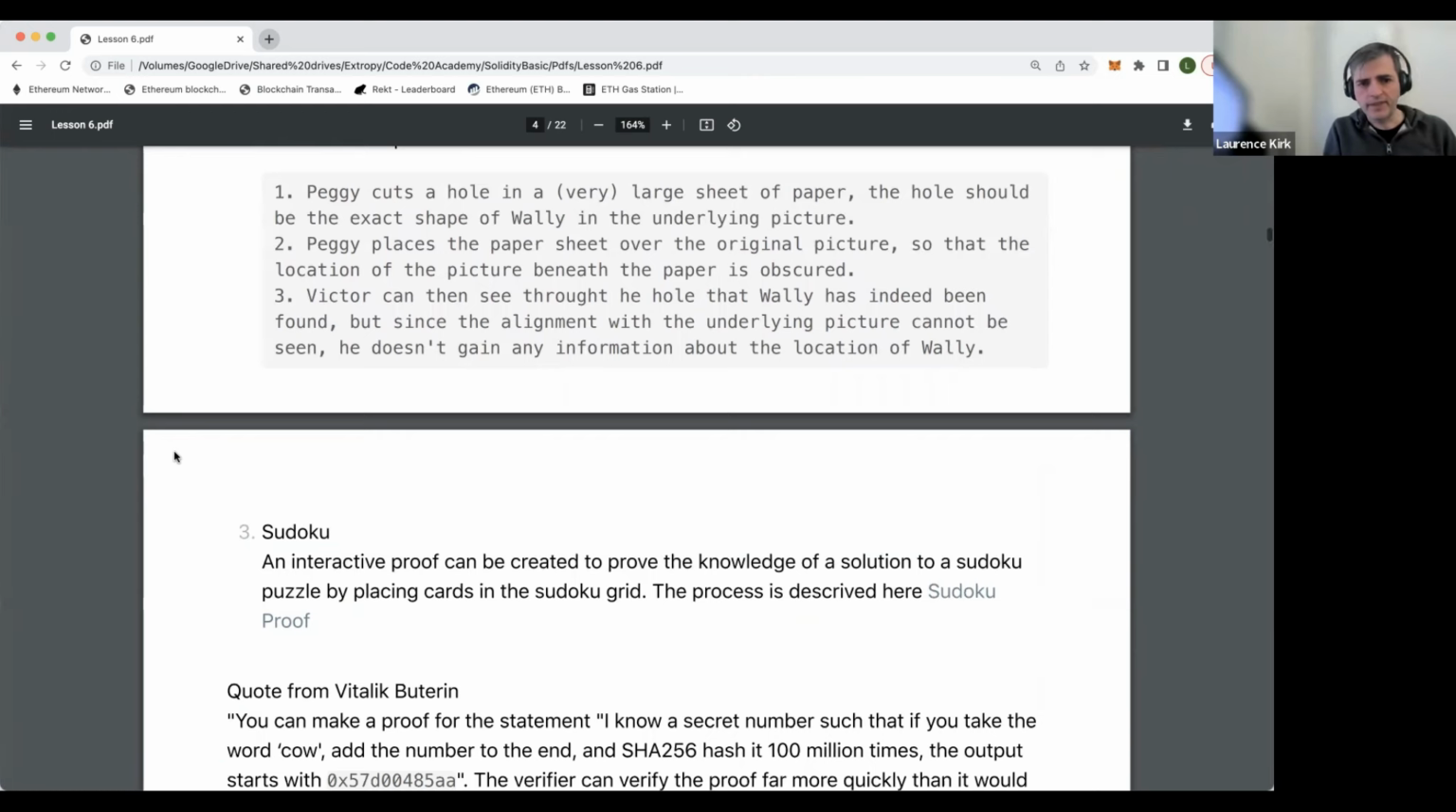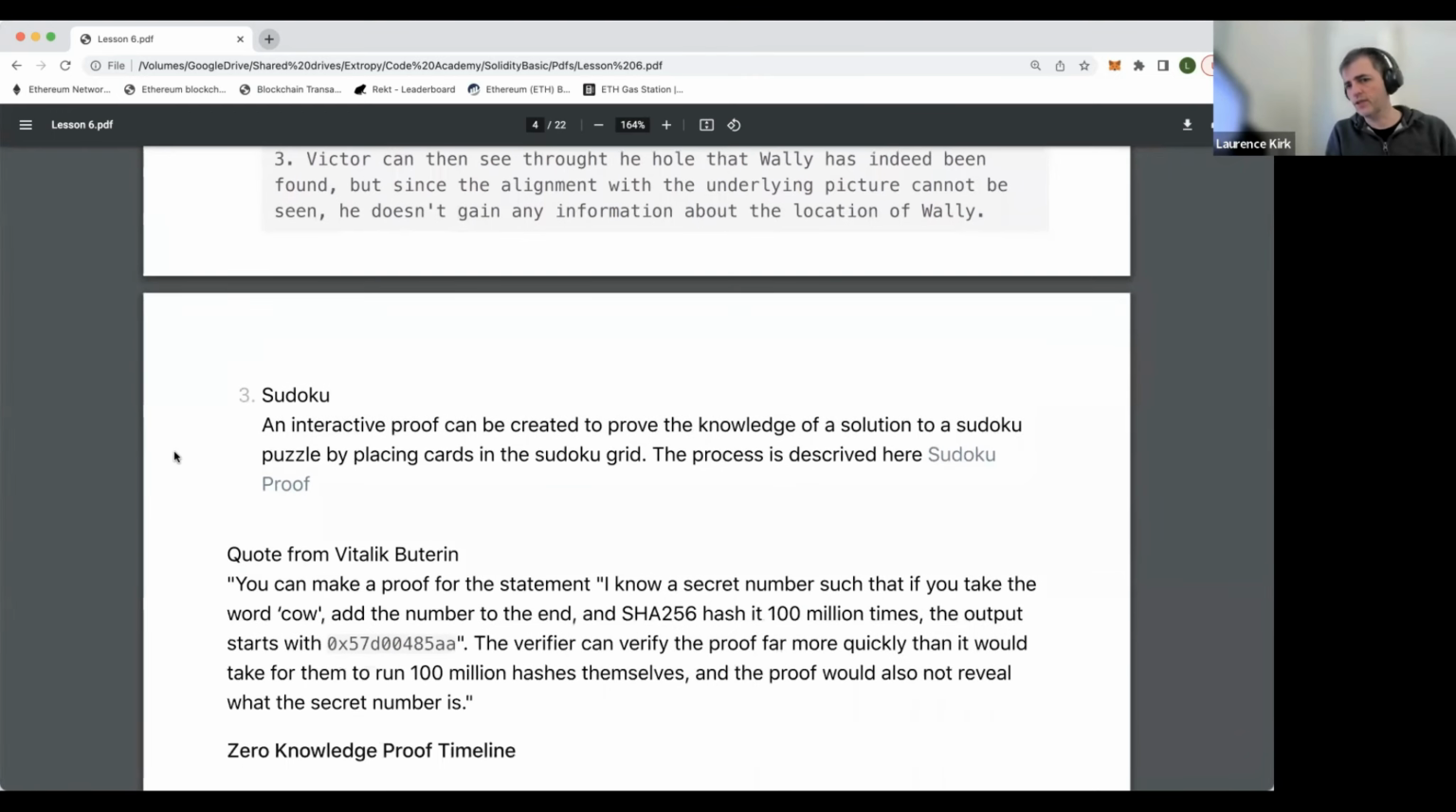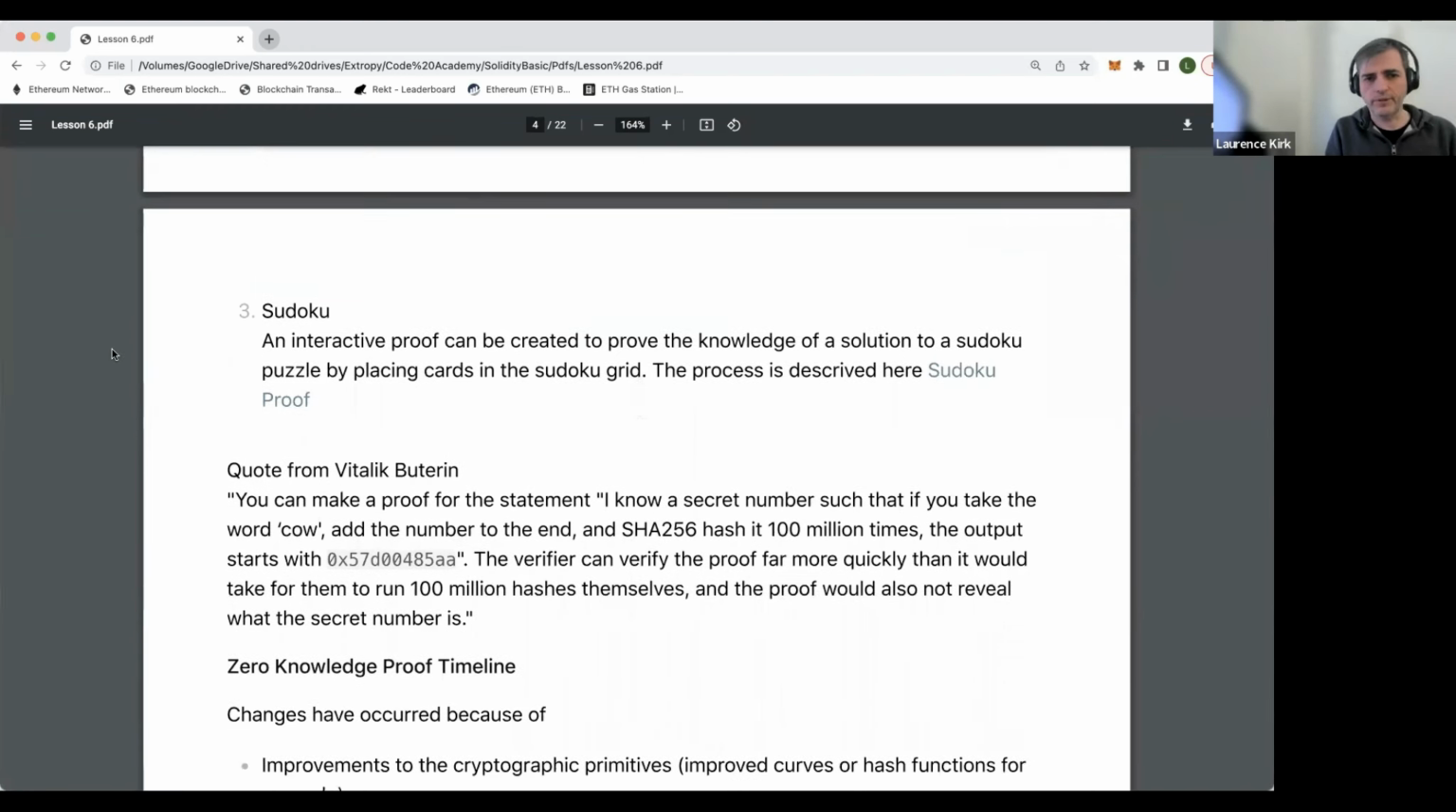There's one involving Sudoku as well. You can do that by putting playing cards on the Sudoku grid, so you can prove to someone that you have solved a Sudoku puzzle without revealing to them what the solution is. And I've got a link to that there. It's a little more involved, so I won't go through it, but it involves playing cards, and it also works quite well. And there are many other ways of doing this and many uses of this.